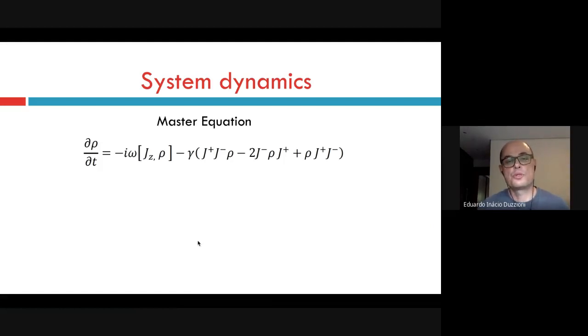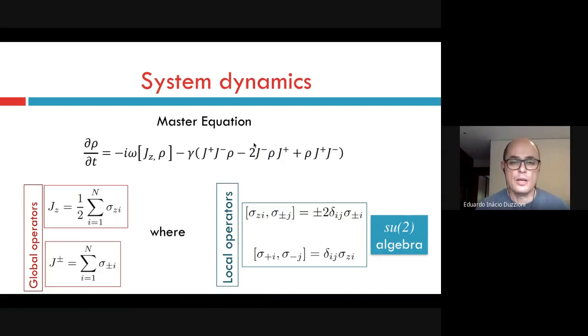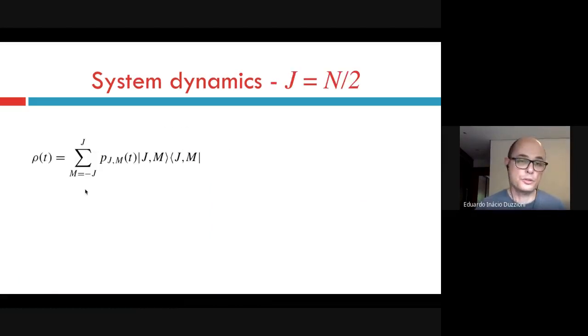To do that, we use a master equation to describe the system. This is the unitary part of the evolution, while this part is related to the non-unitary evolution, to the damping. These operators, this capital J, is a pseudo-spin operator, a collective operator, that is the sum of the individual operators of each atom. Each atom here is a two-level system, okay?